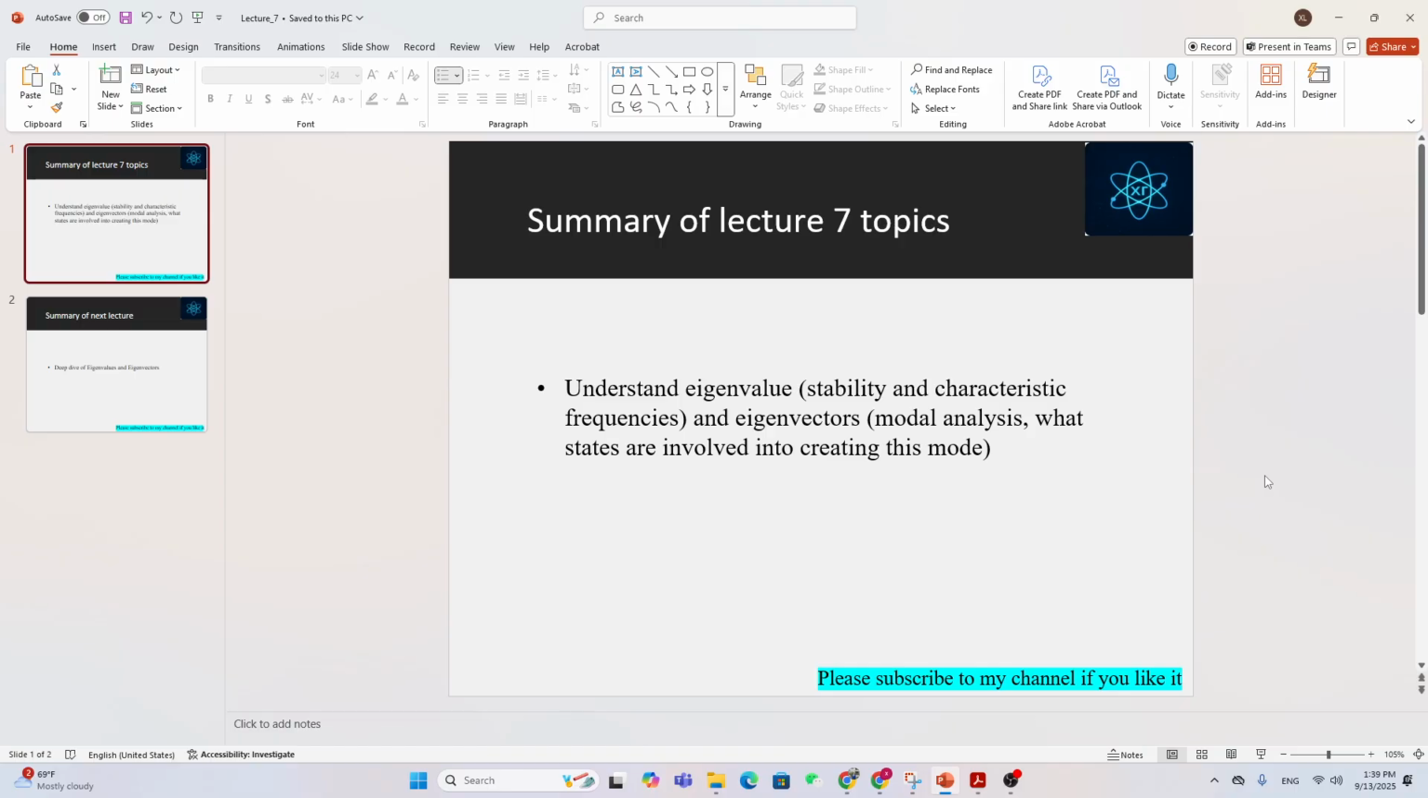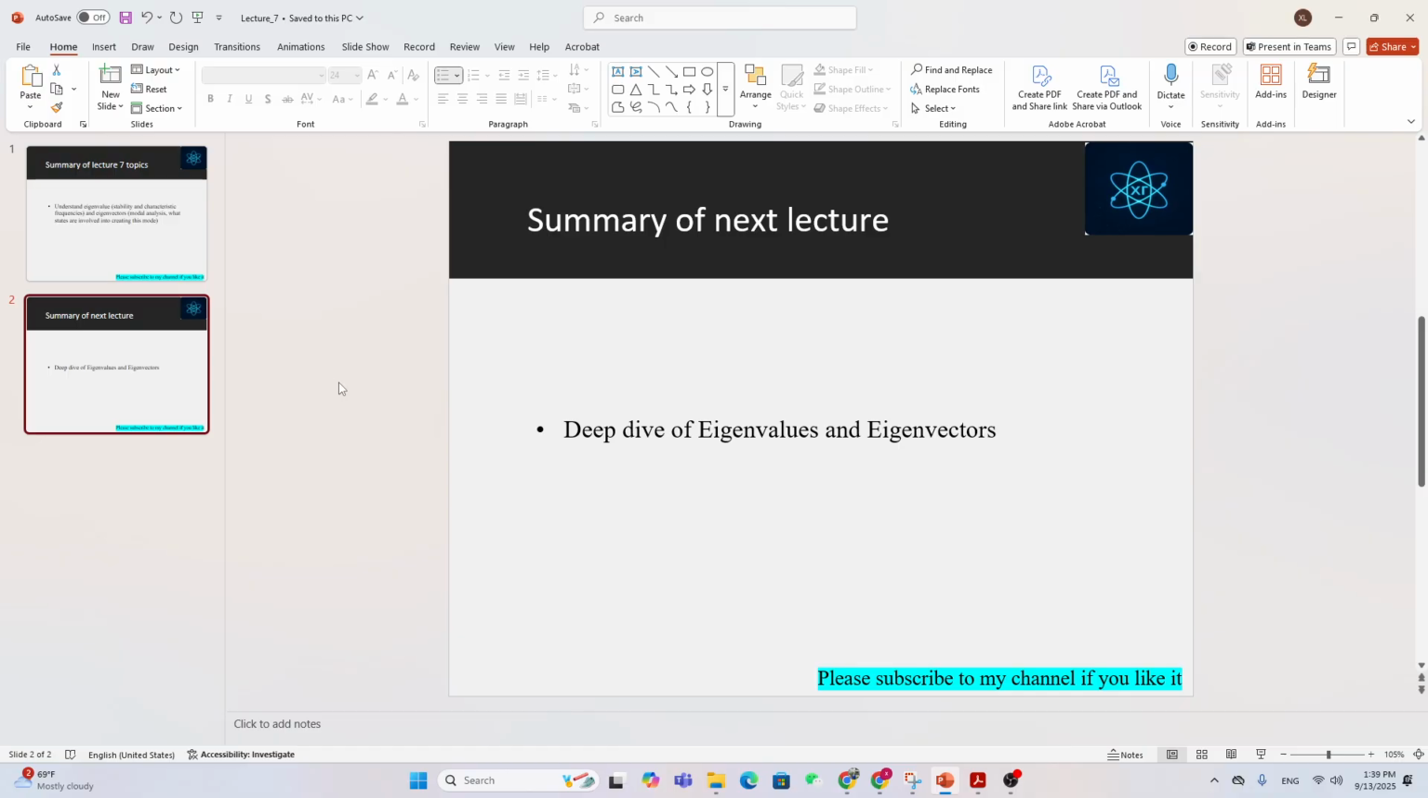In this lecture, we are going to discuss how we understand eigenvalues, such as stability and characteristic frequencies, and eigenvectors, which show you the modal analysis that tells you what states are involved in creating this mode. And in the next lecture, we are also going to have a deep dive into eigenvalue and eigenvector analysis.